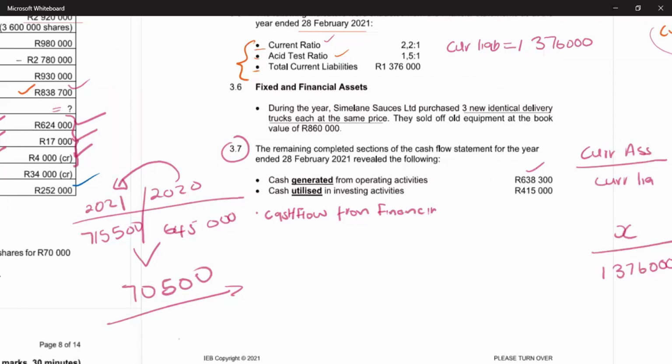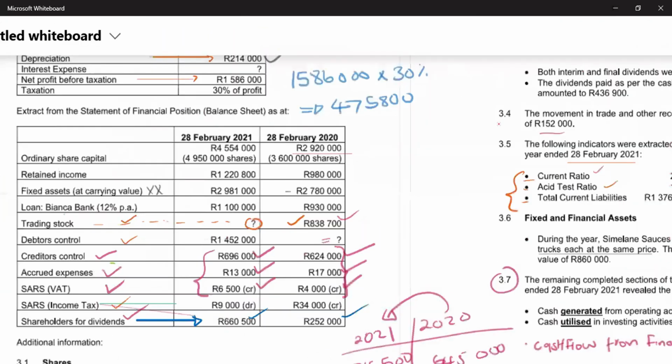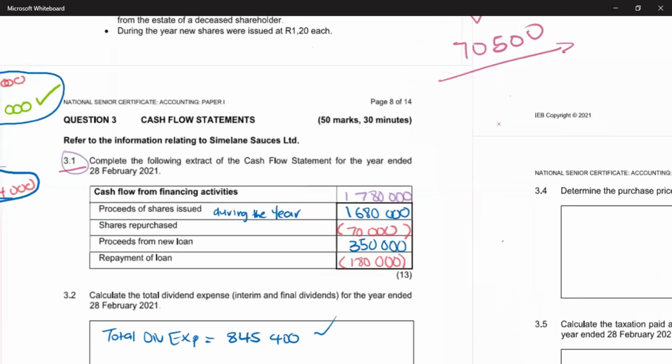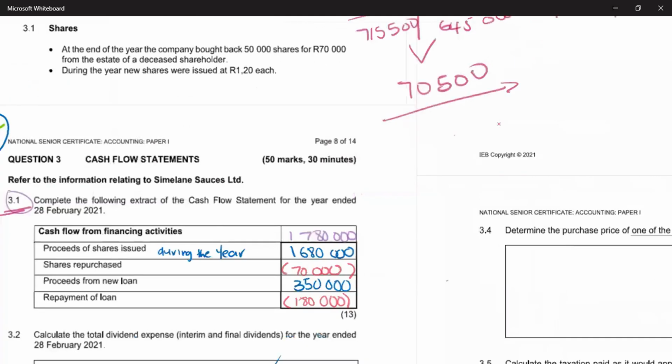There are three sections: operating activities, investing activities, as well as financing activities. Now, that's the only balance we need. And remember, these balances combined, they're also going to give us the cash movement for the year, right? Which would be the same balance that you would get if you were using your cash and cash equivalents balances. But in this instance, we are not given them, meaning that we need to make use of these three totals. Now, cash flow from financing activities, this was the first question that they asked us to calculate. Remember, 3.1. Our cash flow from financing activities was an inflow of 1,780,000.